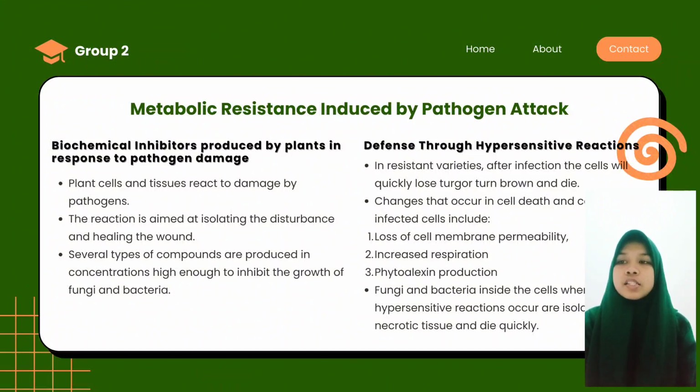In the first, biochemical inhibitors produced by plants in response to pathogen damage is the plant cells' and tissues' reaction to damage by pathogens. The reaction is aimed at isolating the disturbance and healing the wound. Several types of compounds are produced in concentrations high enough to inhibit the growth of fungi and bacteria.